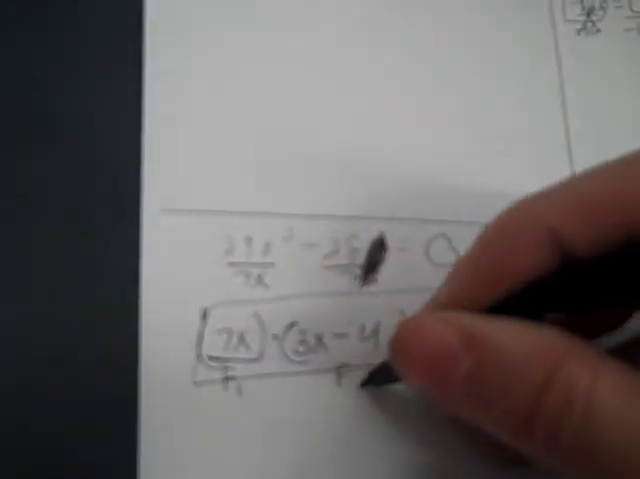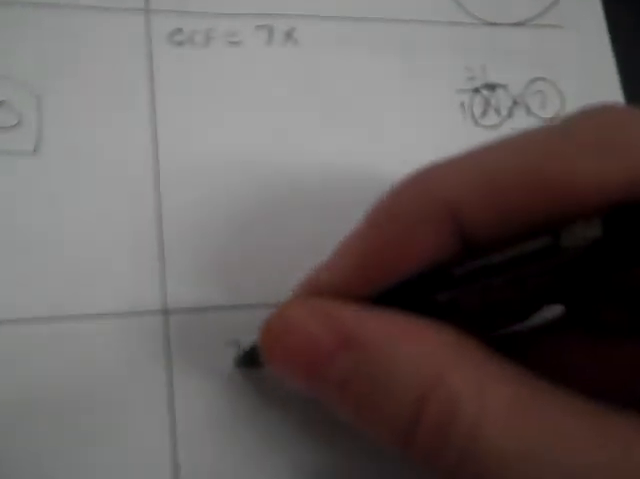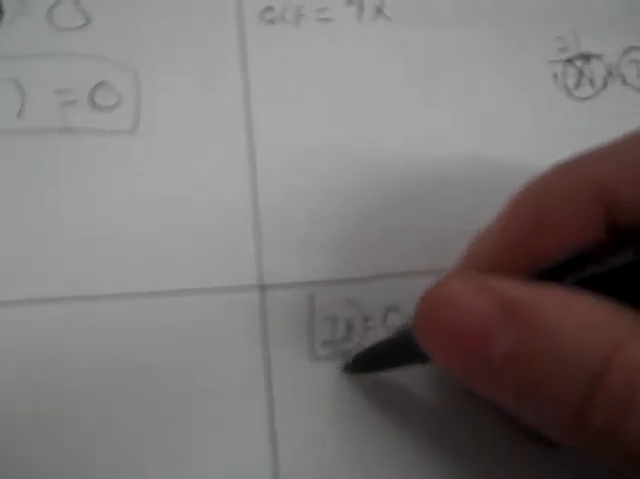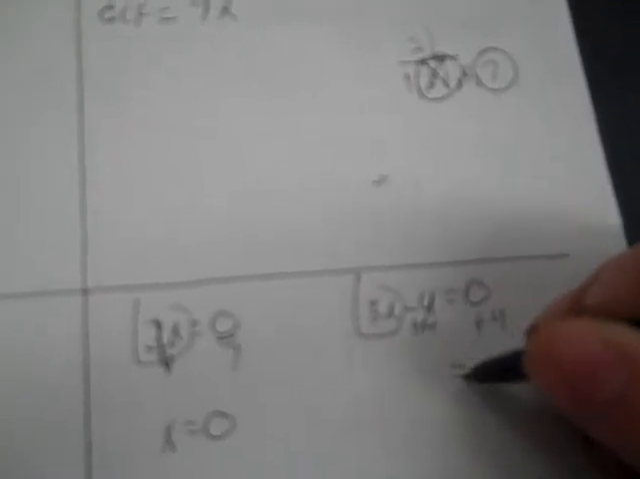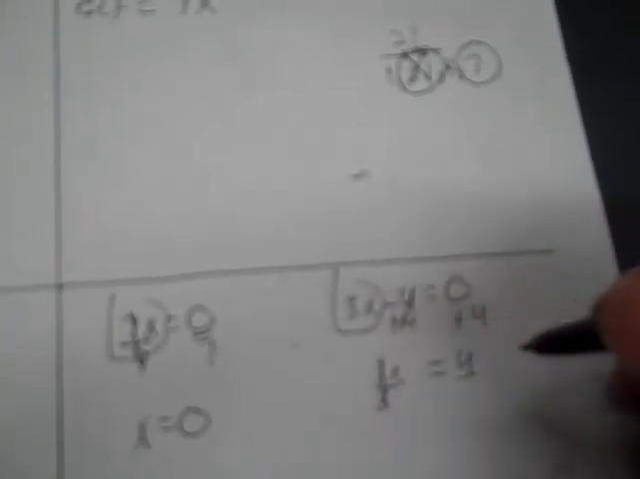So that's F1 and that's F2. F1, 7 times x can equal 0, or F2, 3 times x minus 4 can equal 0. So I divide by 7, and I get 0. And I add 4 to both sides, so I have 3 times x equals 4, and then I'm going to divide by 3. And x equals 4 over 3.